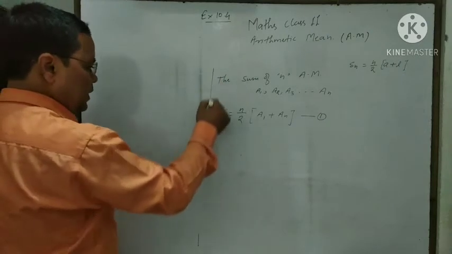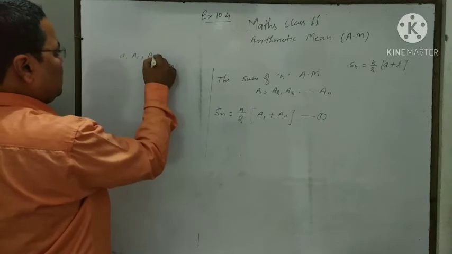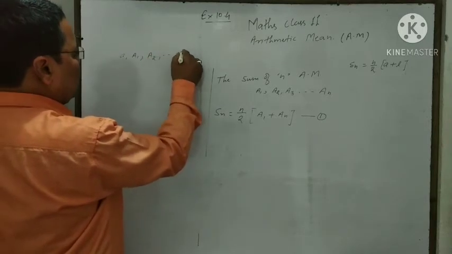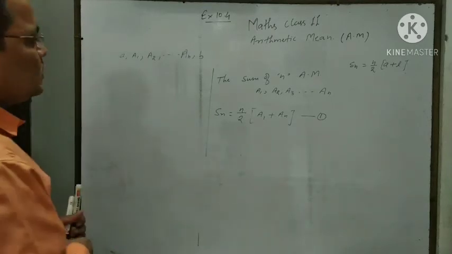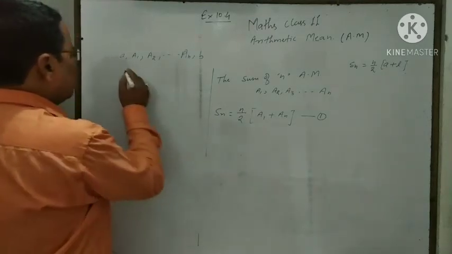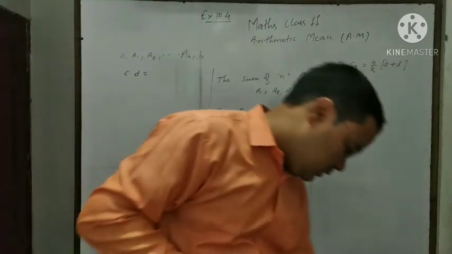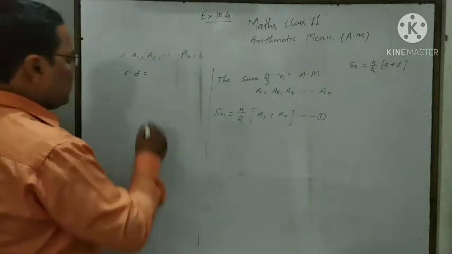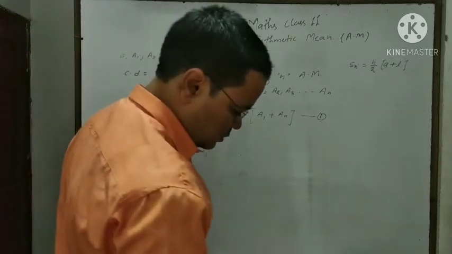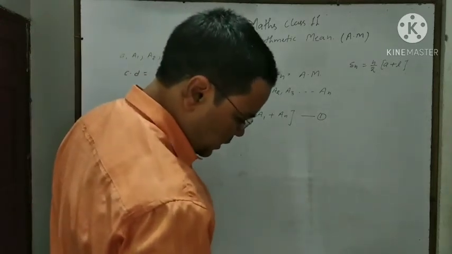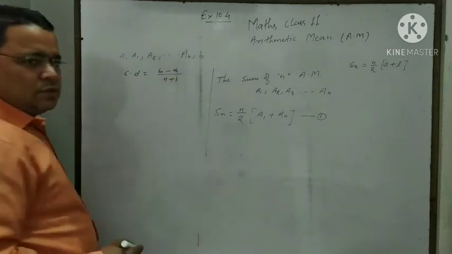And when we explain A1, A2 up to An and here B, then in this case we find that the common difference is equal to b minus a upon n plus 1. B minus a upon n plus 1, this is the common difference in this case.